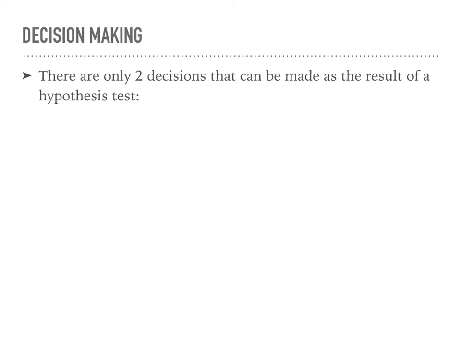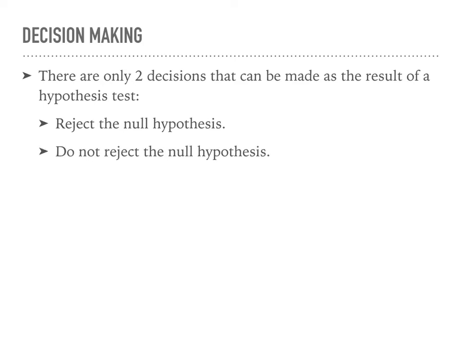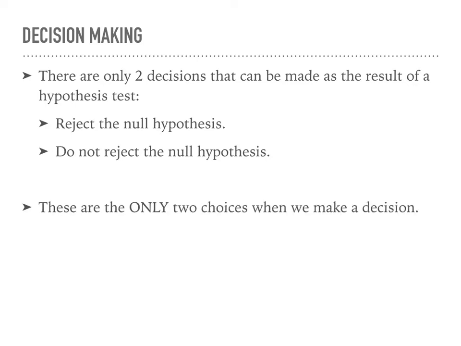There are only 2 decisions that can be made as a result of a hypothesis test. You can choose to reject the null hypothesis or do not reject the null hypothesis. The decision is always made about the null hypothesis, rejecting or not rejecting the null hypothesis. These are your only 2 choices.